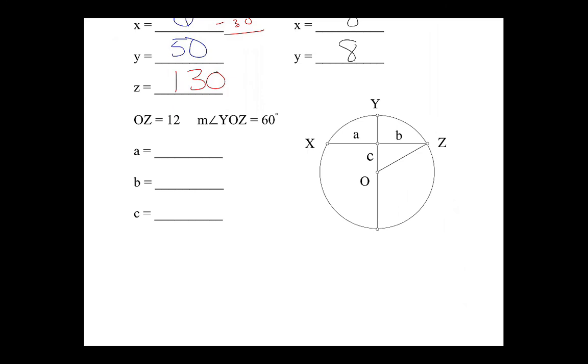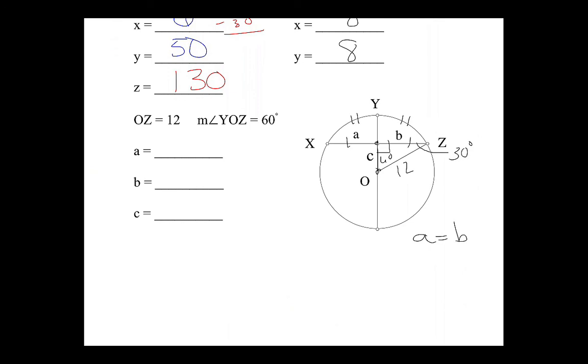Last example. Again, I need to tell you that this diameter is perpendicular to that chord. So right away we know the arc was bisected, the chord was bisected. So it says OZ is 12, and the measure of angle YOZ is 60 degrees. That's a 30, 60, 90 degree triangle, because if I have 90 and 60, this is a 30 degree angle right here. So A and B are the same because that chord was bisected into two congruent parts, and C goes from this point to this point.